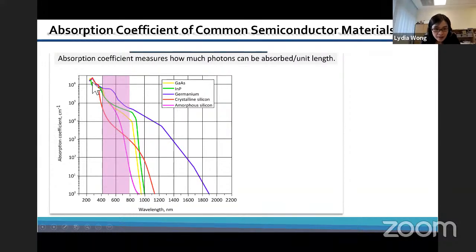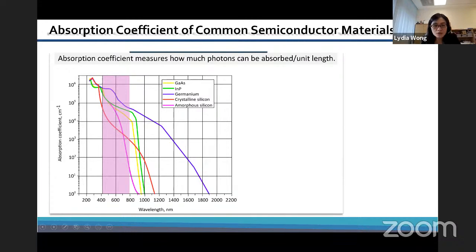Crystalline silicon is the red color here. Amorphous silicon is the pink color, and gallium arsenide is yellow. Okay, so how do we understand this curve? Let's take a look at 600 nanometer wavelength. At this wavelength, silicon can only absorb this much. Amorphous silicon can absorb more. Gallium arsenide can absorb even higher.